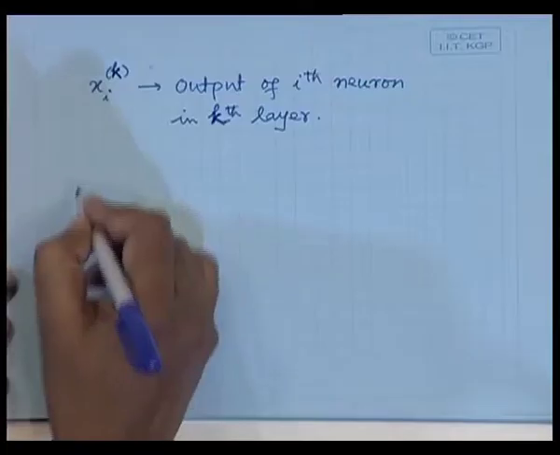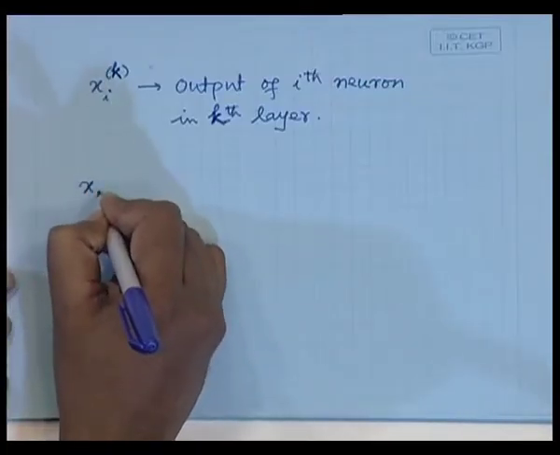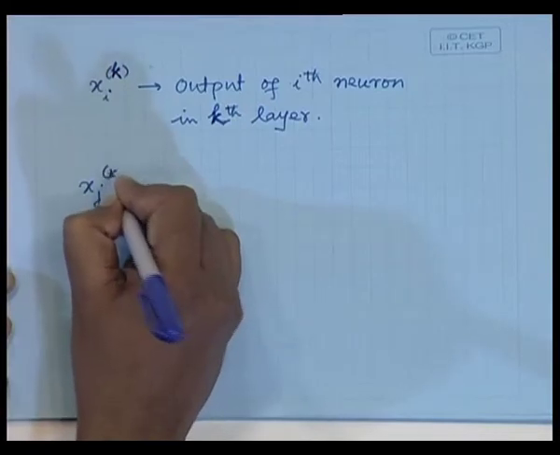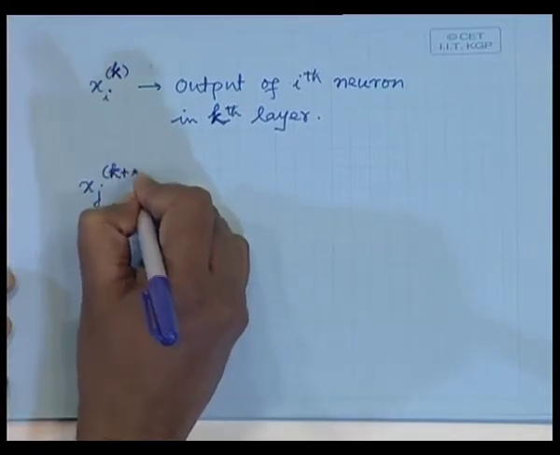Okay. So, when I talk about the output of the jth neuron in the (k+1)th layer, that I can write as x_j^(k+1).